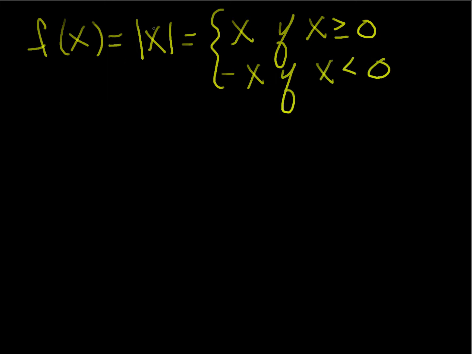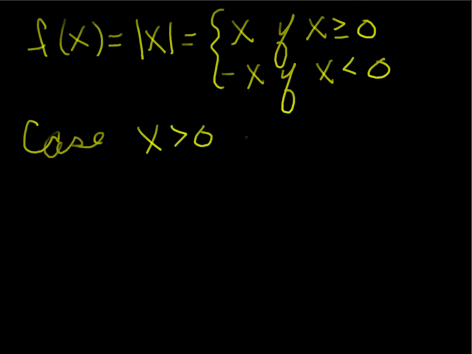Okay, so this should make sense. If I put 2 in here, 2 is positive, so it returns 2. But if I were to put a negative 2 in here, it would return negative negative 2, which is 2. And we know that the absolute value of negative 2 is 2. So how do we take this derivative? Well, the fact that it's piecewise means we already have to break it up into several cases. So we'll look at case 1, where x is positive.